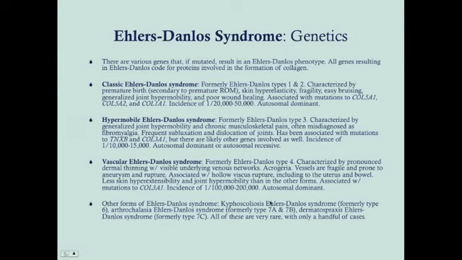There's a few other forms of Ehlers Danlos syndrome: kyphoscoliosis EDS, arthrochalasia EDS, dermatosparaxis EDS. These are very, very rare. Only about 100 of these cases total have been described, so I wouldn't worry about these for the test.